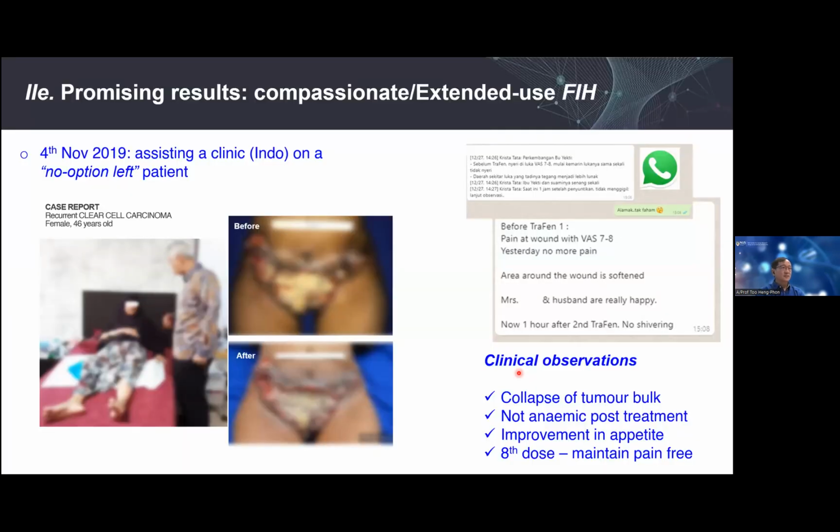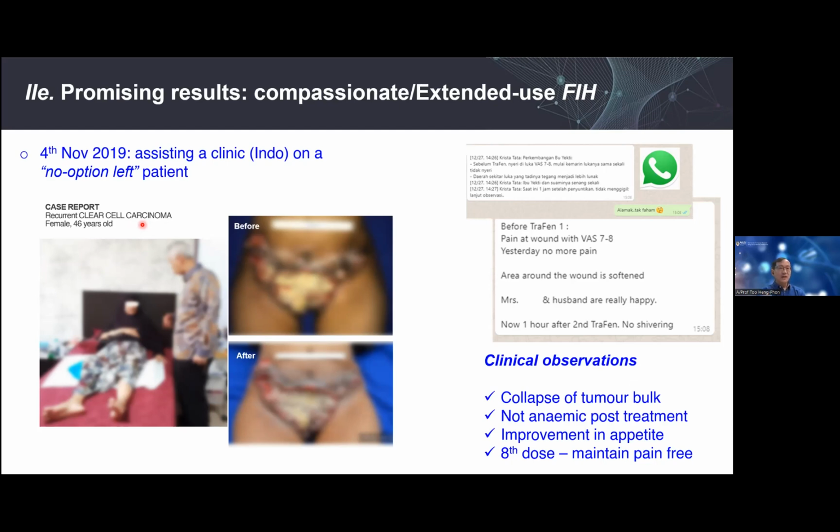A quick warning, I'm not going to show all the detail. This is a first in human. I gave a talk in Indonesia sometime in September 2019, and some clinicians came up to me, and they had a case. They came to us for help. So in November 2019, this patient essentially had no more options, and it was very bad. She suffers from what we call a clear cell carcinoma. When you have this, there's almost nothing we can do.